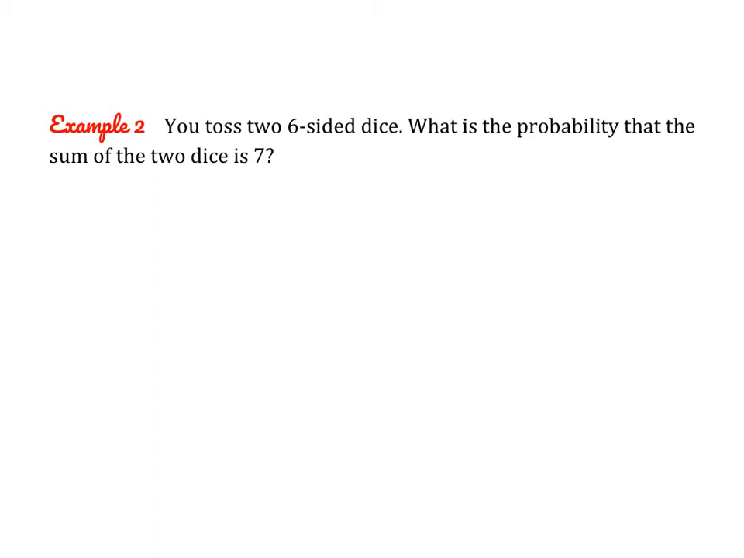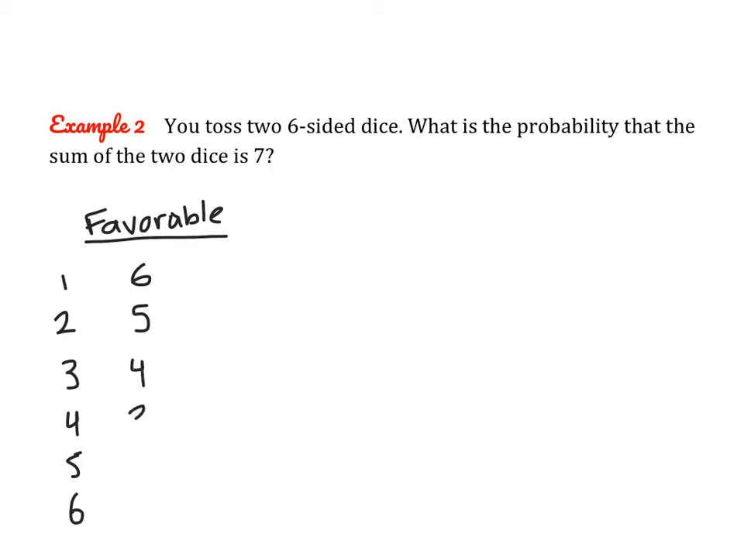All right, let's try an example like this. You toss 2 6-sided dice. What is the probability that the sum of the 2 dice is 7? So first thing we have to do is find all of the possible favorable outcomes. So I know that for my first die, I could roll a 1, 2, 3, 4, 5, and 6. So let's figure out all the ways that we could roll the second die to make a sum of 7. So I could roll a 1 and a 6, a 2 and a 5, a 3 and a 4, a 4, 3, a 5, 2, or a 6, 1. So there are 6 favorable outcomes.